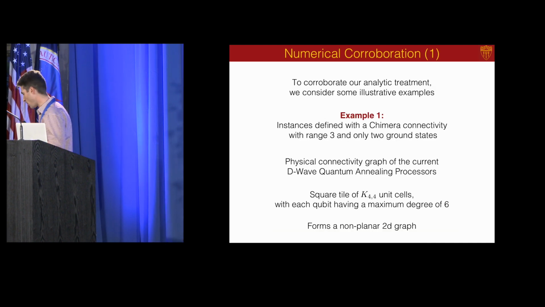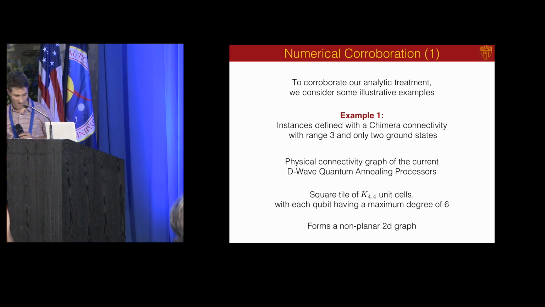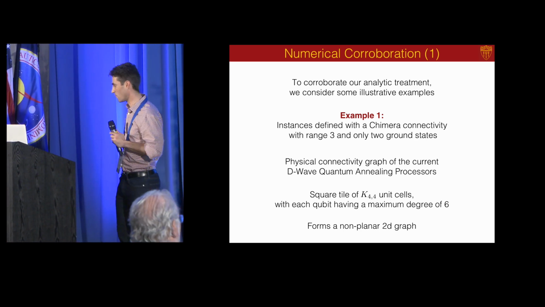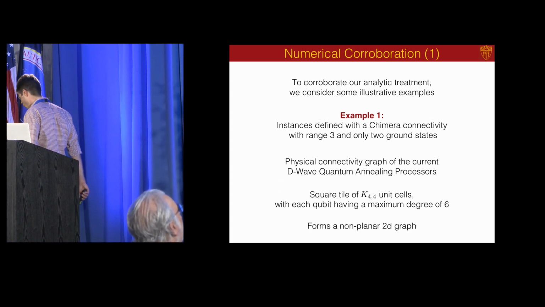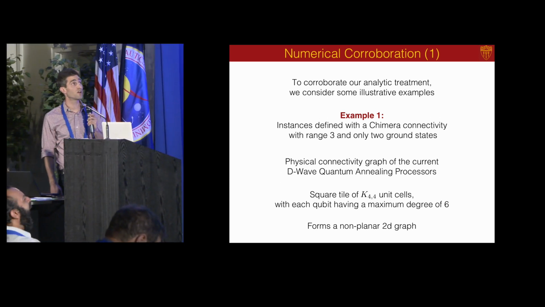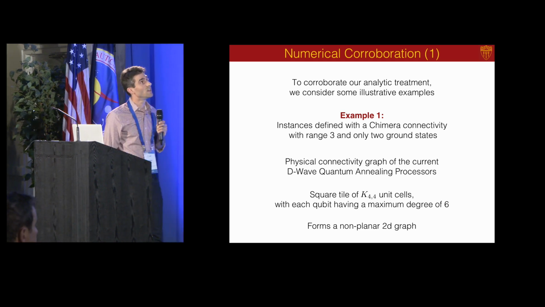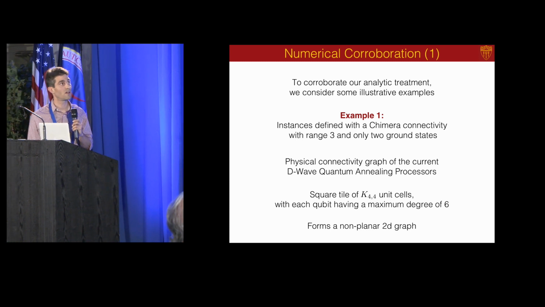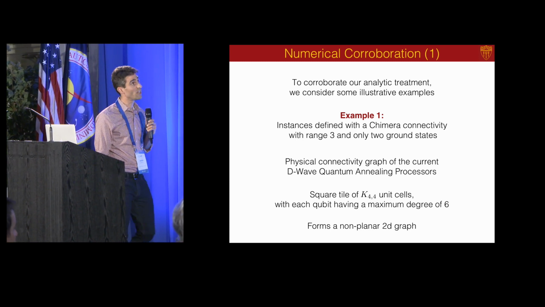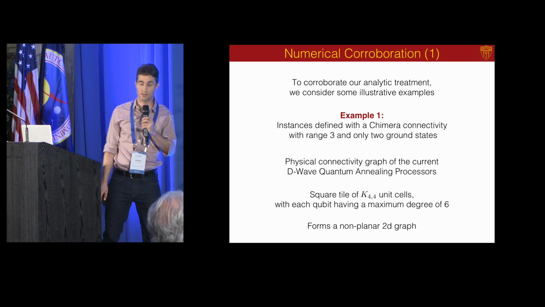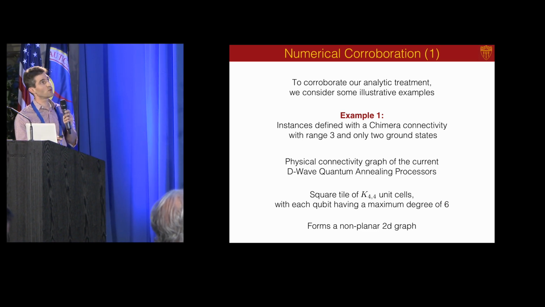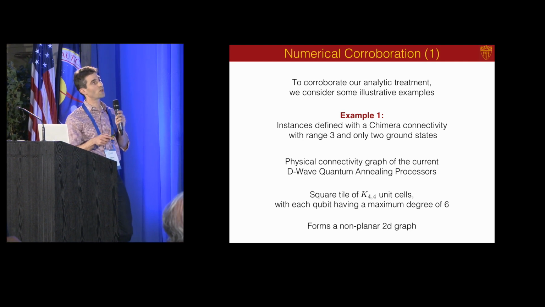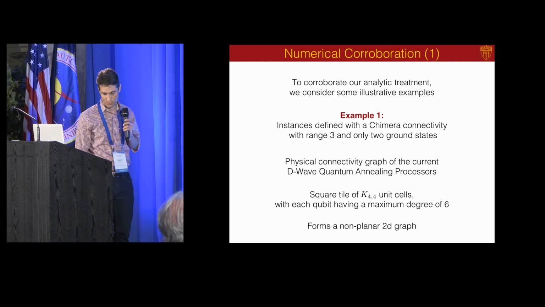OK, so far, this has all been sort of analytical with assumptions, which you may wonder, OK, how valid are these assumptions? So what we did next is we tried to corroborate our results with some numerical simulations. So the first example I'm going to consider is instances defined on a chimera graph with range 3 and with only 2 ground states. Now, for those who are not familiar with the chimera graph, this is the physical connectivity of the current generation D-wave quantum annealing processors.